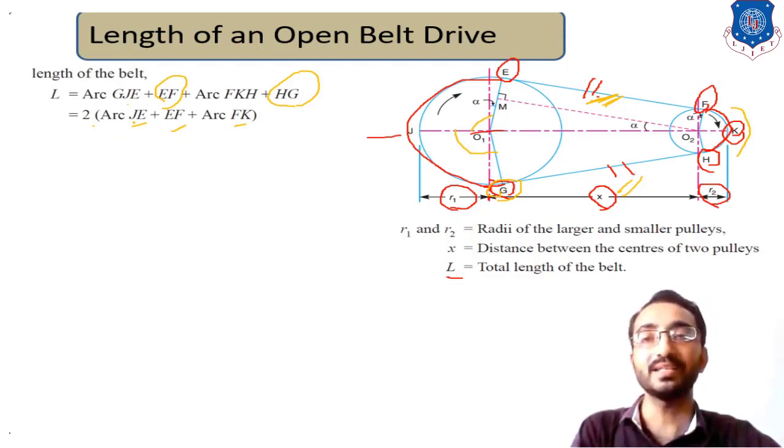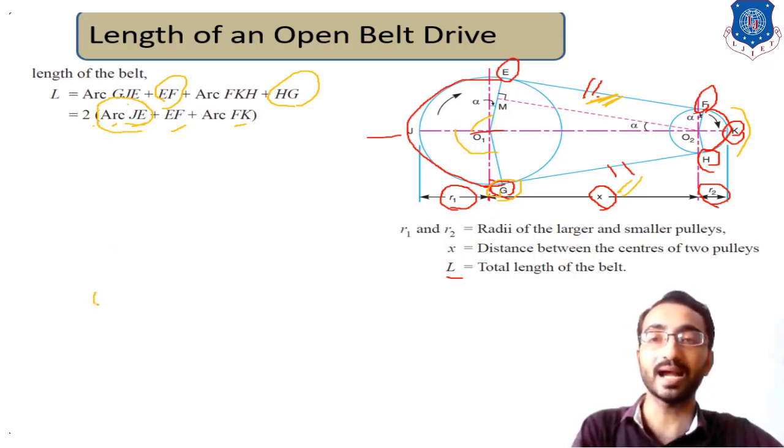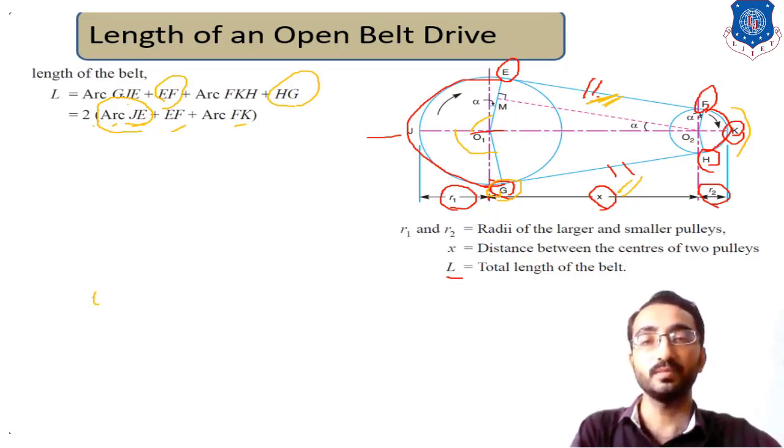Now we will calculate these 3 terms one by one. Let's first calculate arc JE. We have a simple equation: angle theta is equal to arc upon radius. So the arc is equal to theta into radius.